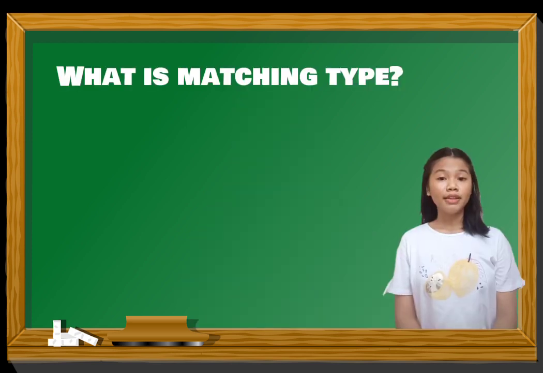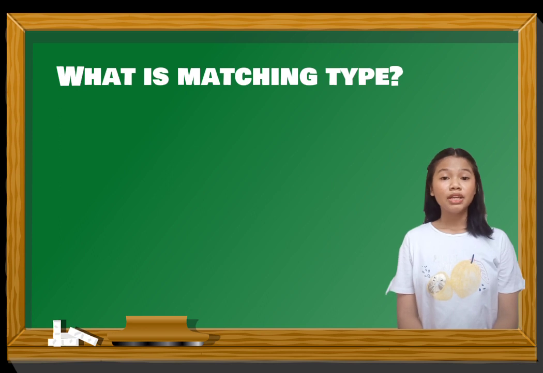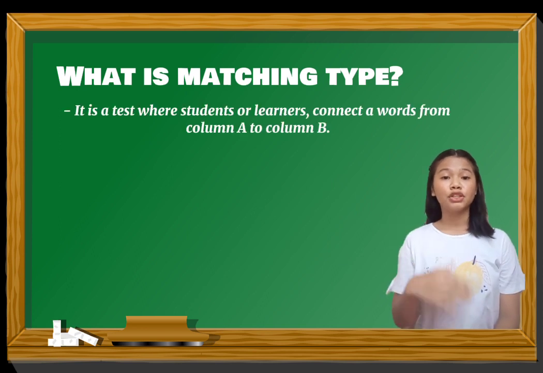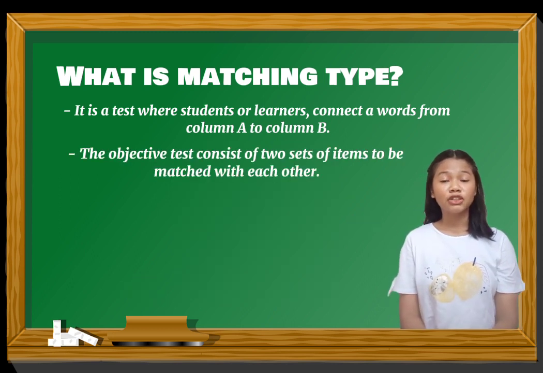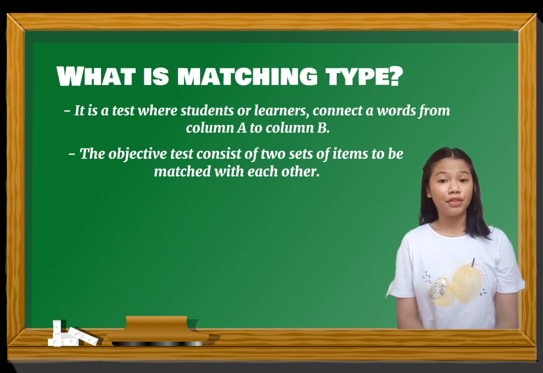So we are group 5 and I am Kimberly Columbres and I will discuss matching types. So what is matching type? Matching type is a test where the students or learners connect words from column A to column B. The objective test consists of two items which are to be matched with each other.